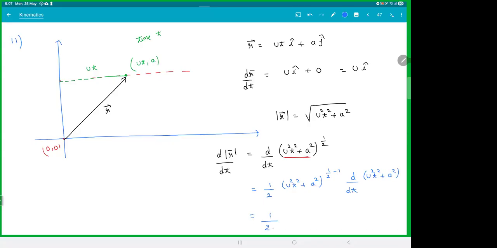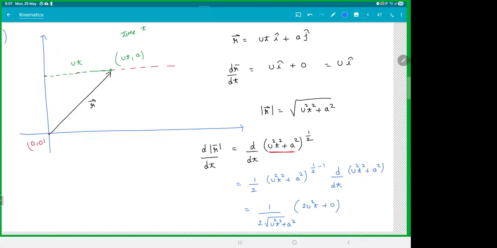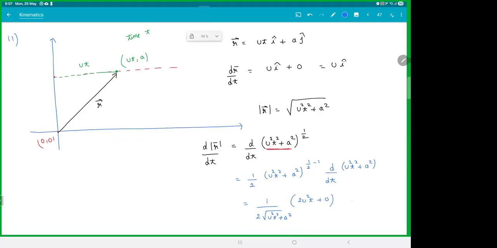This would be half into 1 over root over u square t square plus a square, and that would be 2 times u square t plus 0. 2 will cancel. You end up with u square t by root over u square t square plus a square. There, that is your d mod r by dt.